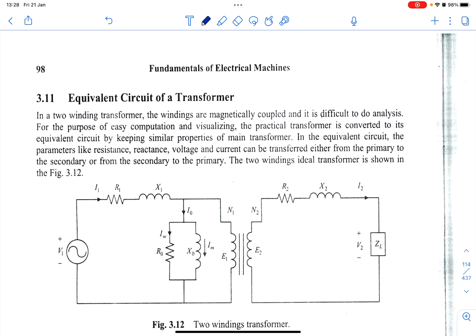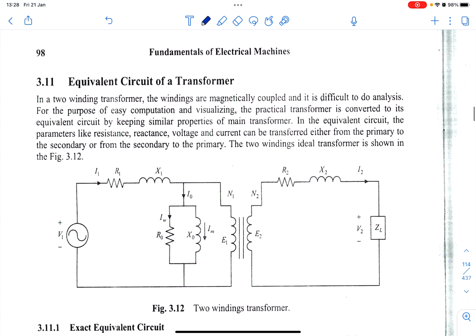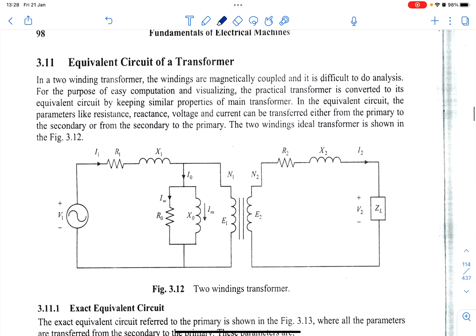Okay, now this is the final part for the week 1 lecture, which is the equivalent circuit of a transformer. So in a two-winding transformer, two-winding, meaning you have two windings, primary and secondary. The windings are magnetically coupled, and it is difficult to do analysis.